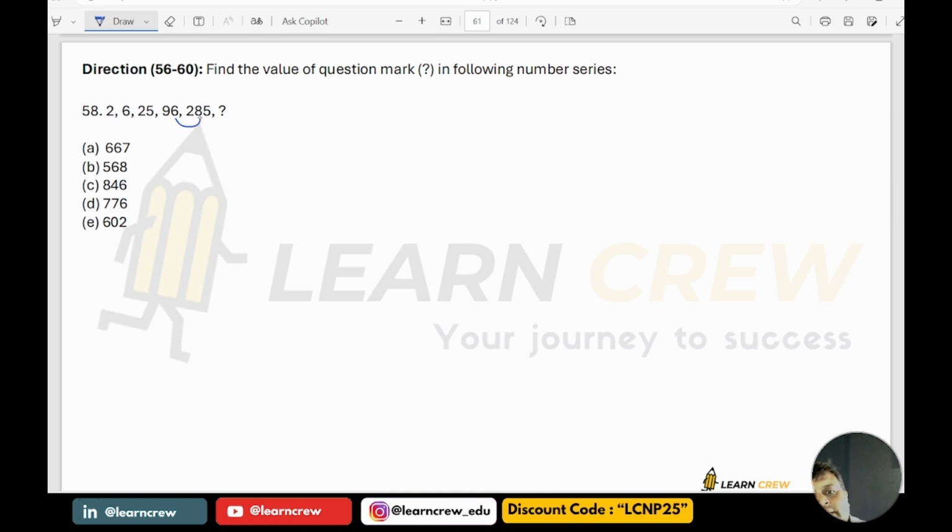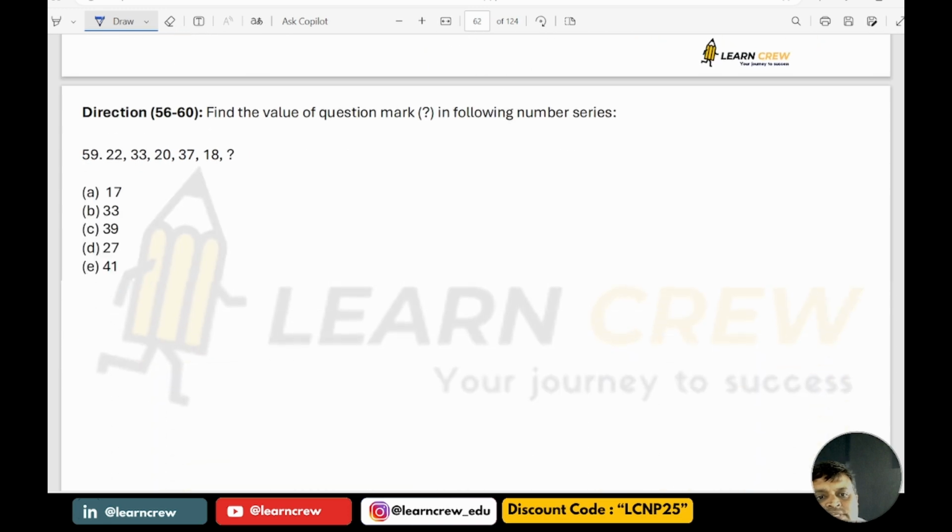Right. 96 into how much? 96 into 3, 288. 288 minus 3. 25 into 4, 100 minus 4. So 6 into 5, 30 minus 5. 2 into 6, 12 minus 6. So it is into 2. 285 into 2, 570. 570 minus 2, 568. So answer is 568.